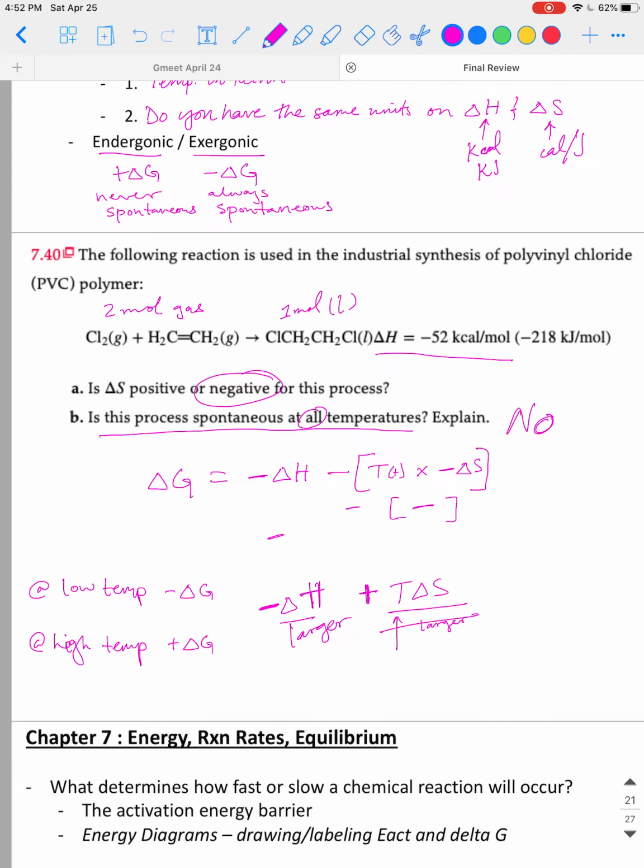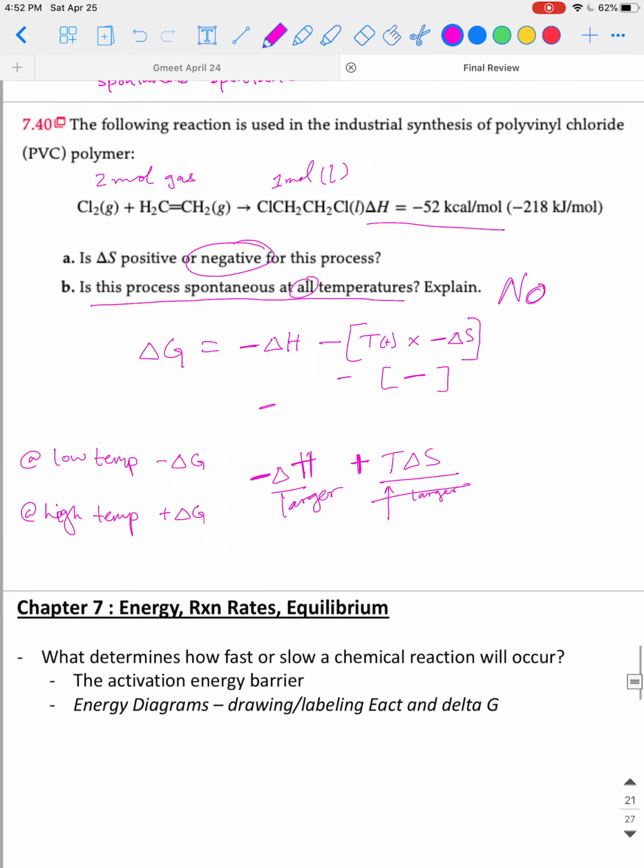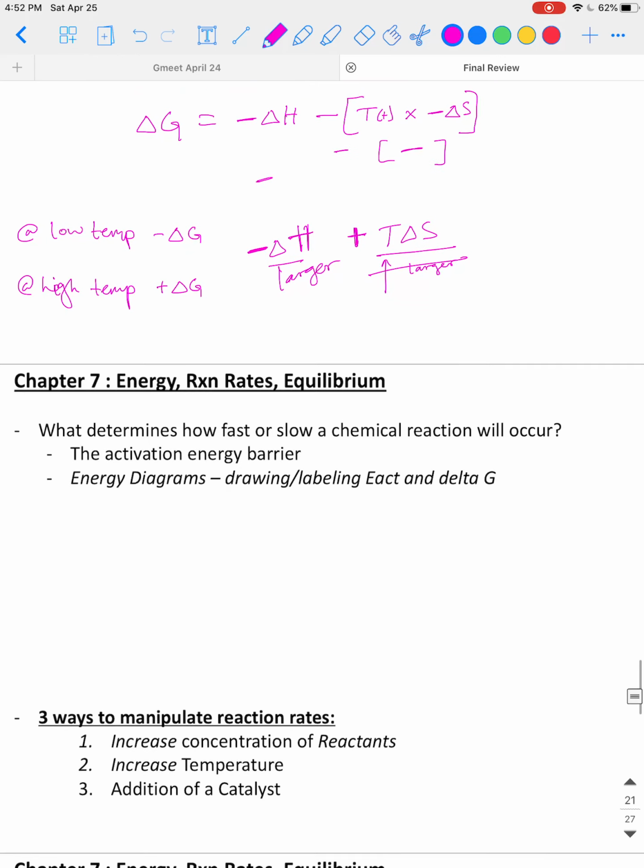where your negative delta H is larger than your T delta S term. That way it would make delta G negative. All right, moving on. That is delta H, delta S, delta G.